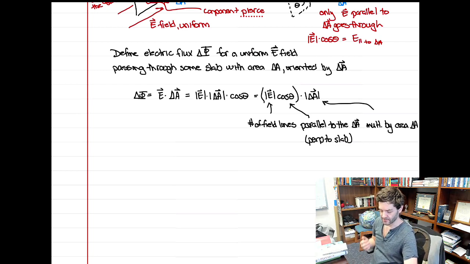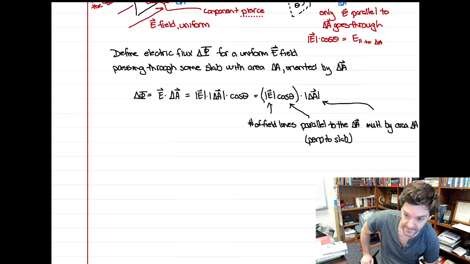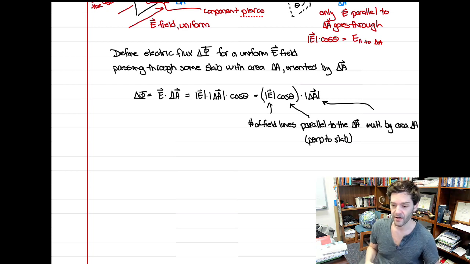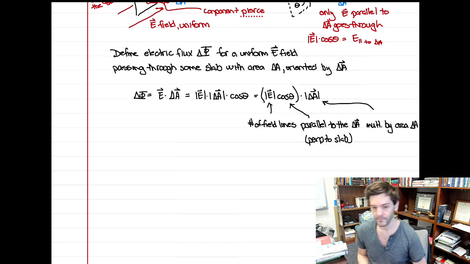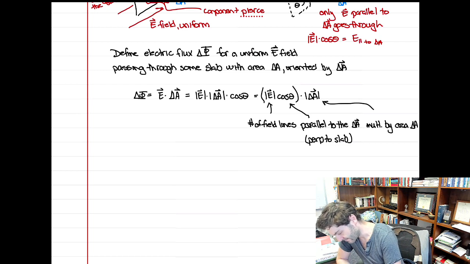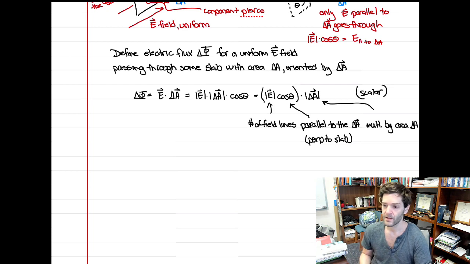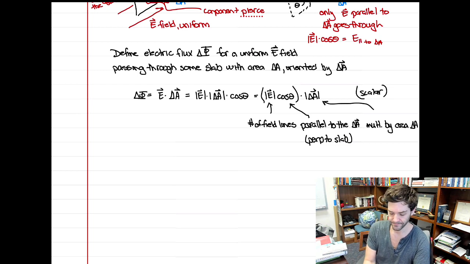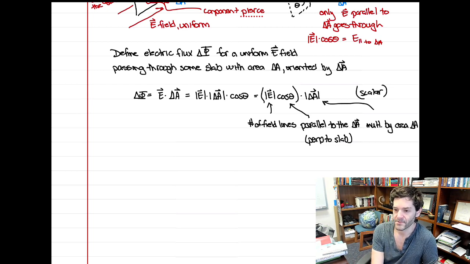So it takes into account the number of field lines that are piercing a surface, and also therefore takes into account how big that surface is. Notice this is a scalar. It is not a vector at the end of the day, that we call electric flux, that goes through some sort of patch.